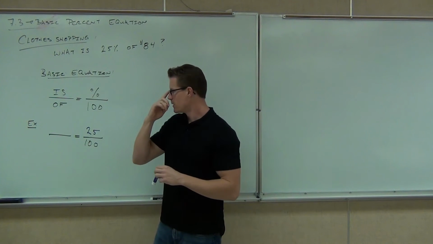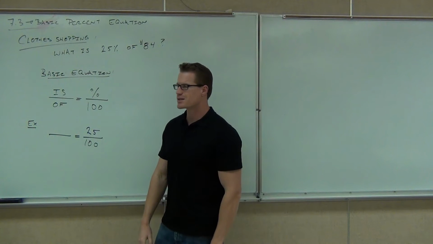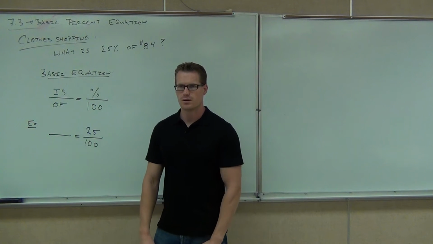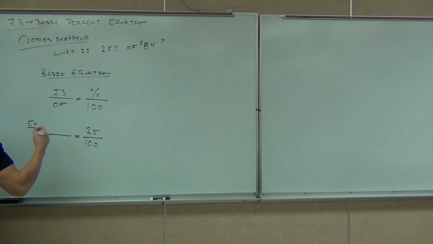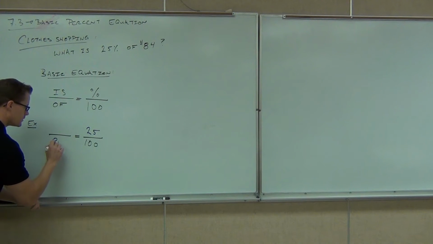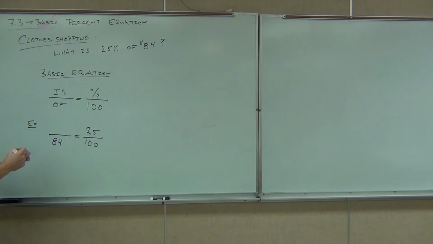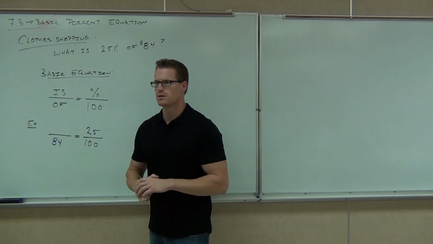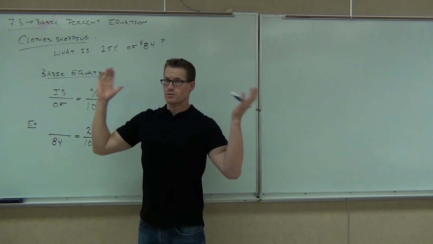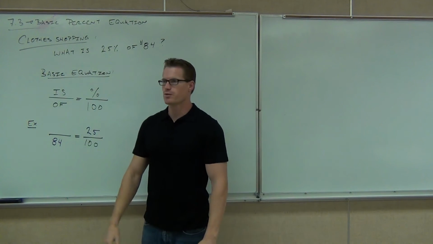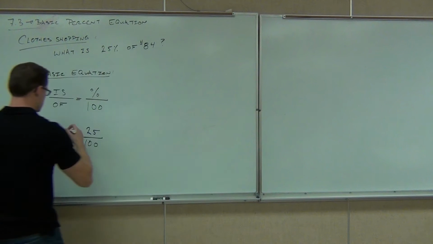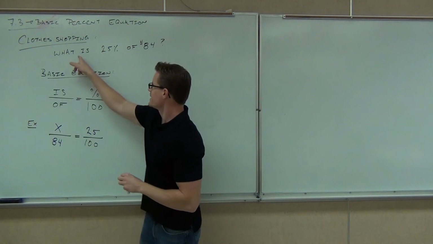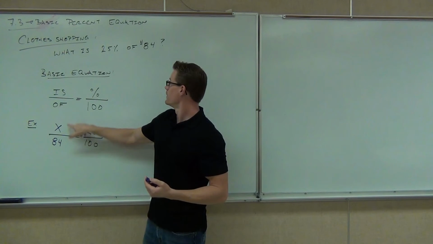Okay. Now, how about the word of? It says, what is 25% of 84? What would you put under the of? 84. Yeah, of 84. So that 84 is going to go right here. Now, wait a second. What's the is? It says what is? I don't know. What is? Well, we'll put a variable there. Put x.